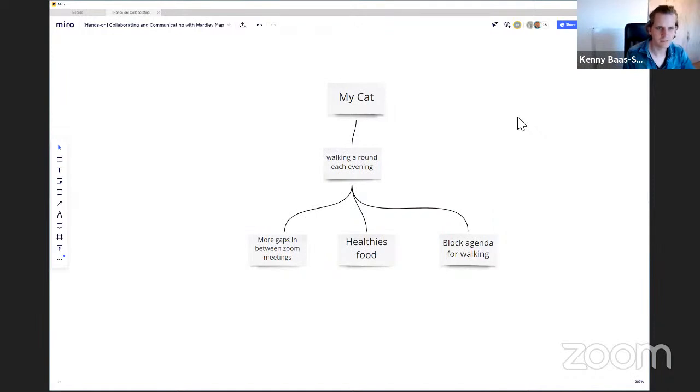So I have my cat. They want to walk around each evening. Yeah. But for that, I need to find time, more gaps in between Zoom meetings, so I can start walking, block agenda for walking, and eat healthier food. So, yep.